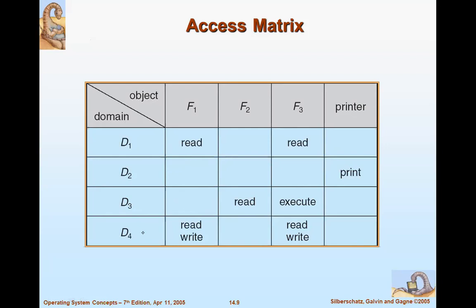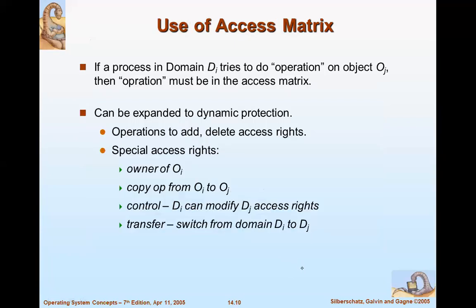While in domain 4, you can do read and write operations with object F1 and you can do read and write operations with F3. So look at this, it depends on the domains, in which domain you are, and similarly to which object you have access. So these are actually the privileges every object has, and similarly in every domain you have.